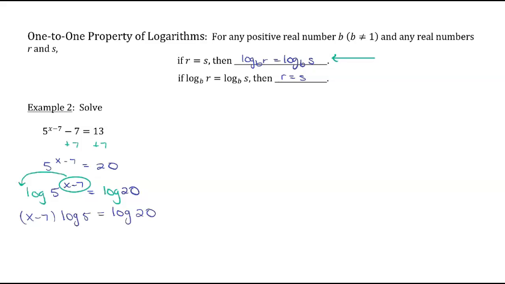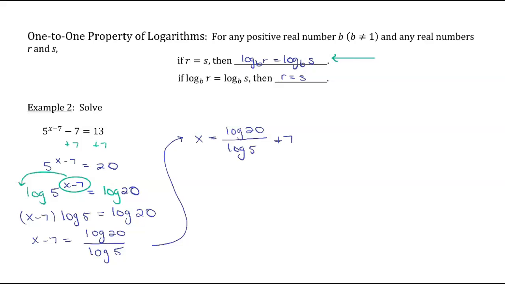Now we'll solve for x. Dividing both sides by log of 5, we have x minus 7 is equal to log of 20 divided by log of 5. And adding 7 to both sides, we have that x is equal to log of 20 divided by log of 5 plus 7. This is the exact answer. So in exact form, we express the solution set containing log of 20 over log of 5 plus 7. We can also find a calculator approximation.